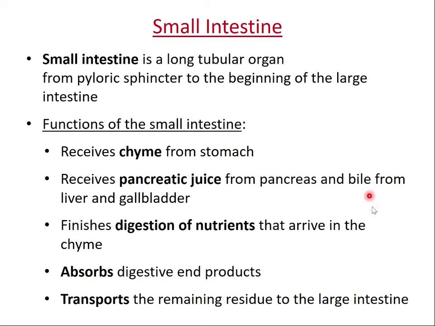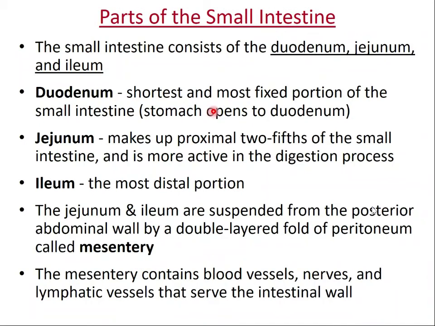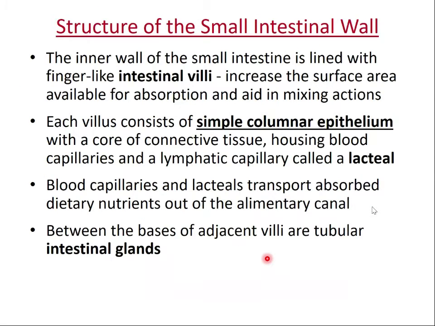The small intestine is a long tubular organ all the way from the pyloric sphincter, that is the closing at the lower end of the stomach, to the beginning of the large intestine. It receives chyme from the stomach and produces several digestive enzymes that help digest the nutrients and absorb them into the body. There are three components: the duodenum, jejunum, and the ileum. We talked about what their structure and function were meant to do.